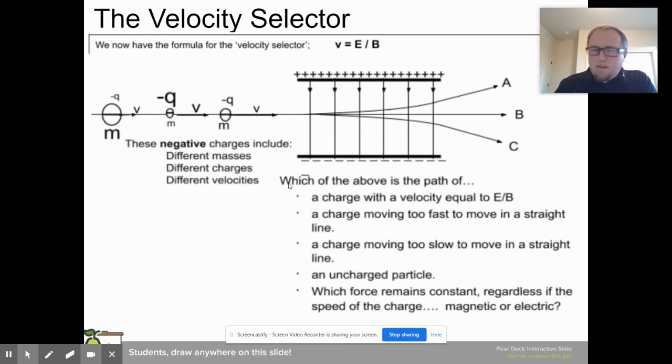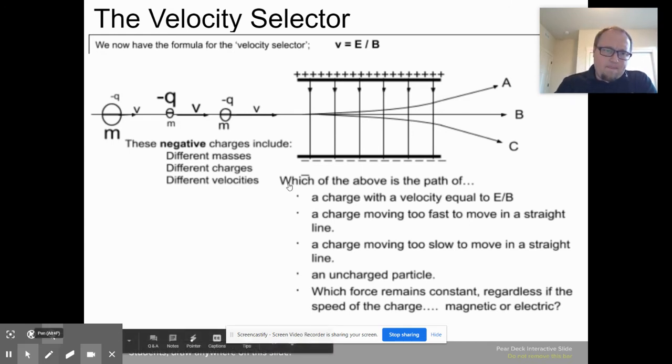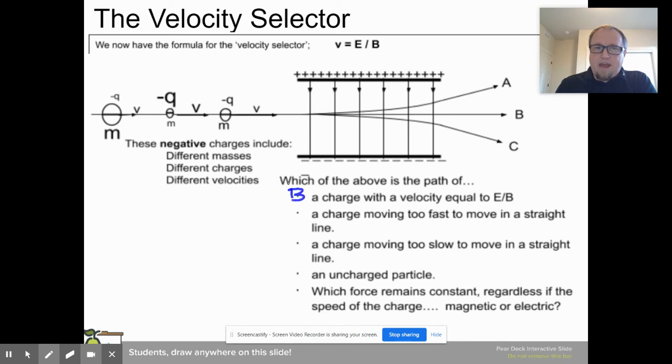So if they're going at just the right speed, they will take path B, go straight down the middle. An uncharged particle will also take path B, it'll go straight down the middle. That's an issue we'll deal with later, but the uncharged particle goes straight down the middle. Now the question is this. What if these particles are going too fast?